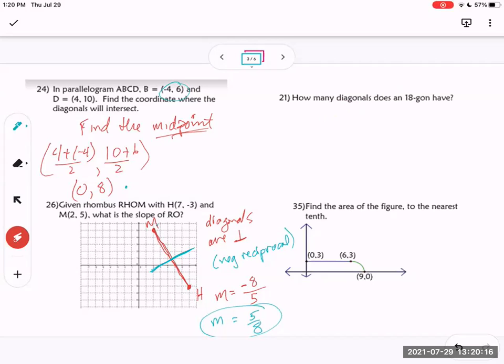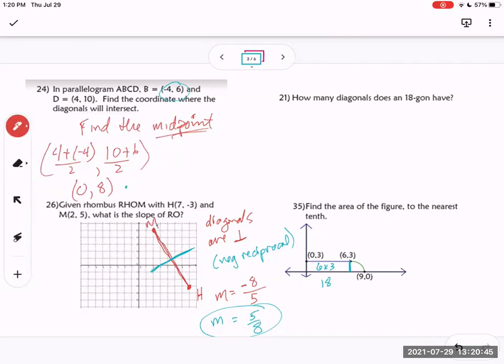Number 35, find the area of the figure to the nearest 10th. Ooh, all right. Well, the area of this figure is going to be the area of this rectangle, right? And then it's going to be the area of this quarter circle. Do you follow? So the area of the rectangle is just going to be 6 by 3. So the area of that is 18.